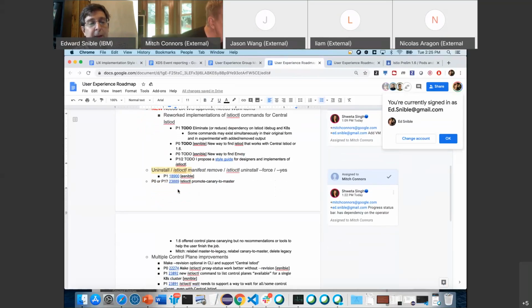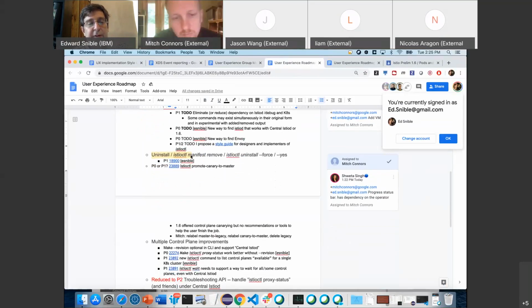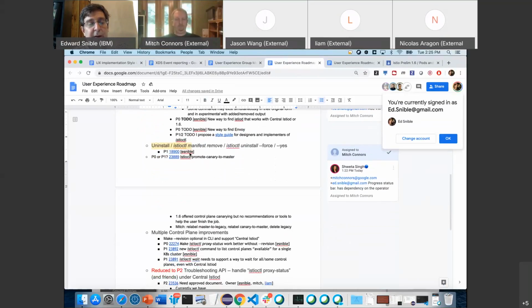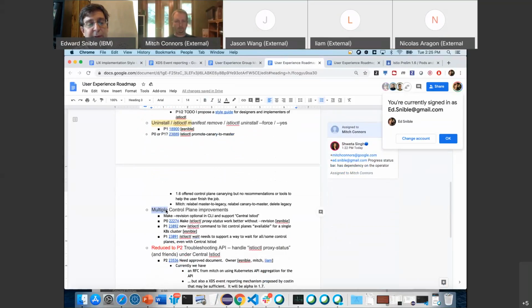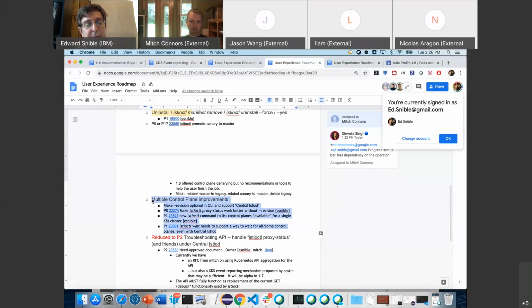These other items are the things that we agreed on 2 weeks ago. Istio Cuddle Manifest Remove, which I will be doing the CLI stuff for, with Martin doing the operator stuff. These multi-control plane improvements, some of these very much overlap with the stuff we've just talked about. Making proxy status work better if we don't know the revision is very similar to making proxy status work if we don't know where IstioD is. Commands to list the control planes might be different depending on if we decide that we want to have a config file the way kubectl does, or if we want to have some things on the cluster like a manifest of control planes. These items are pretty much unchanged from what we discussed 2 weeks ago.